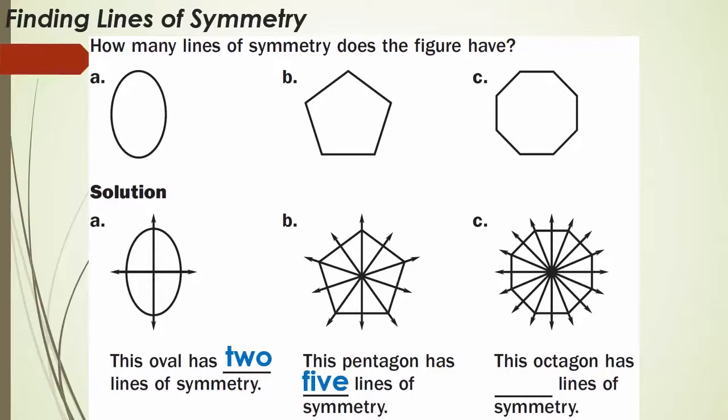The pentagon has 5 lines of symmetry, so there are 5 ways that we could cut the pentagon in half and fold it over the line of symmetry so that all of its points match up. And finally, the octagon has 8 lines of symmetry, meaning you can cut the octagon in half 8 different ways and fold it over the line of symmetry so that all the points line up.